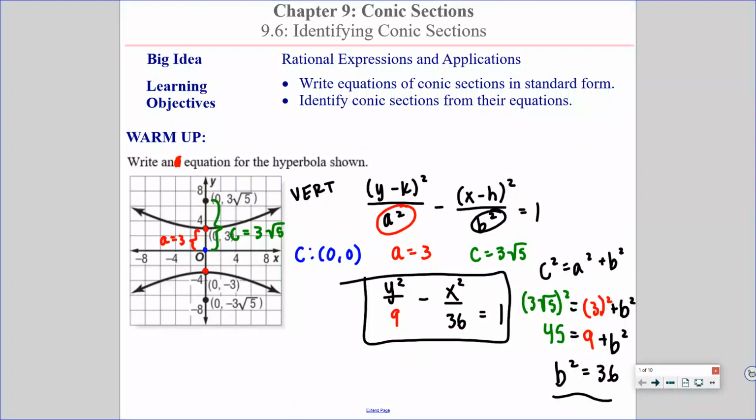This is 9.6 day 2. Identifying conic sections, so now they're basically just going to be all thrown together. And we have to decide, given an equation, which conic section this is going to form.